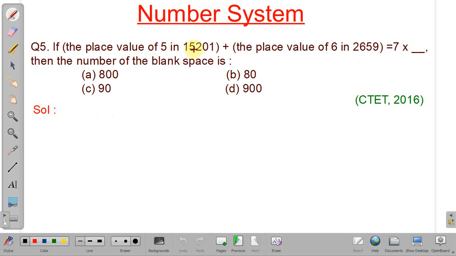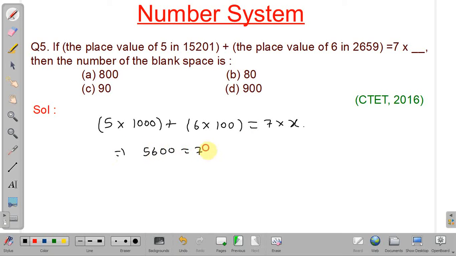So the place value of 5 in 15201. Okay, so it will be 5 into 1000, as it is at the thousands place, plus the place value of 6 in 2659. So 6 into 100, as 6 is at the hundreds place, is equal to 7 into x, the required number. Okay. So it is 5600 equal to 7x. Therefore x will become 5600 by 7, that is 800. So our answer will be A.